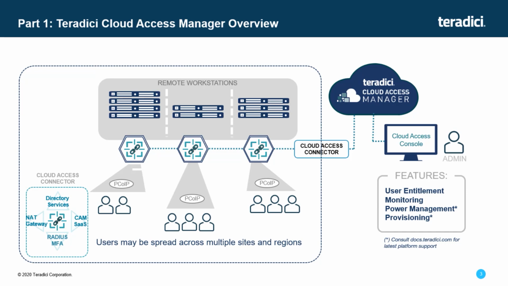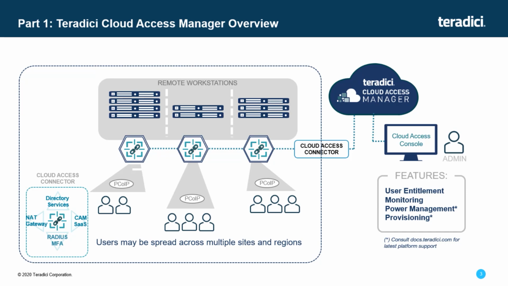The last component is the Cloud Access Connector. The Cloud Access Connector is software that is installed in a customer's environment that provides connectivity between the PCoIP client and the remote workstation. The Cloud Access Connector provides a single point of entry into the deployment of the remote workstation. It communicates with the CAM service and is part of a deployment.